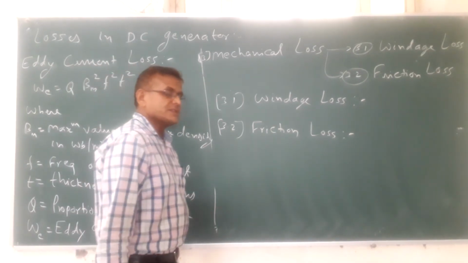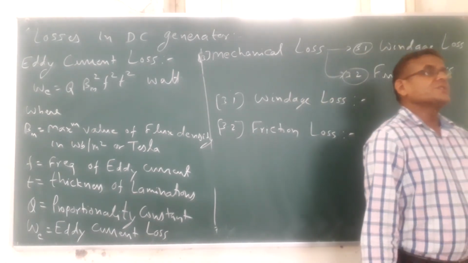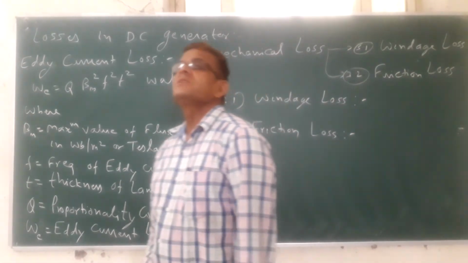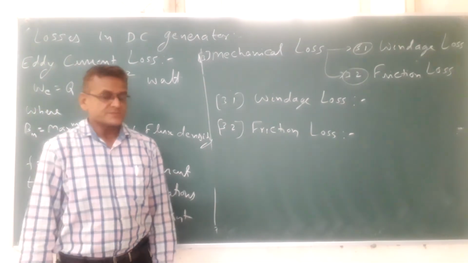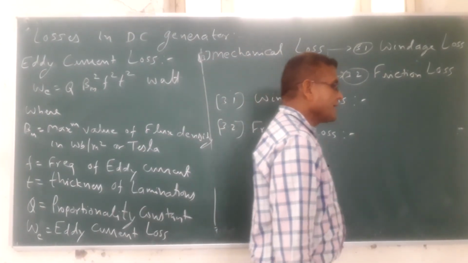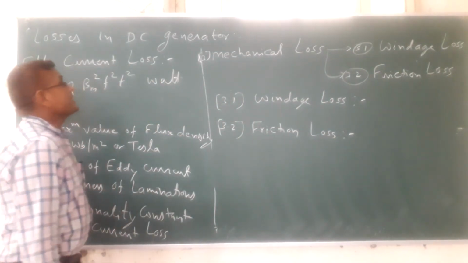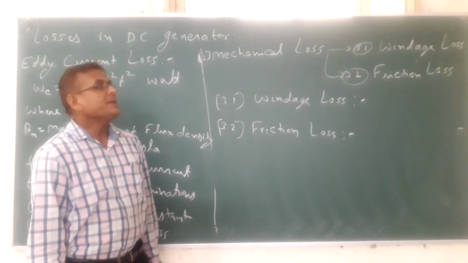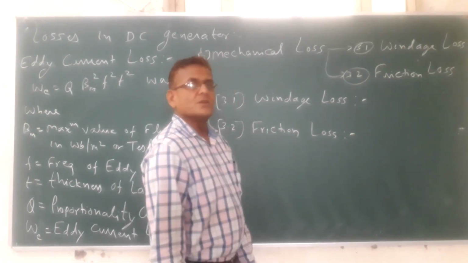So total loss in DC generator is divided into three parts. First, copper loss, and in DC generator total copper loss consists of copper loss in armature winding, copper loss in series field winding, copper loss in shunt field winding, and copper loss due to brush contact resistance. Second part is magnetic loss, also called core loss. In DC generator, the magnetic loss consists of hysteresis loss and eddy current loss.